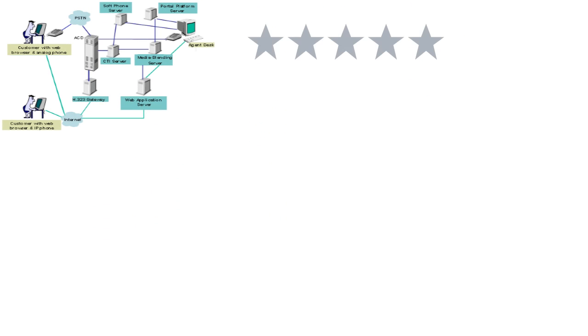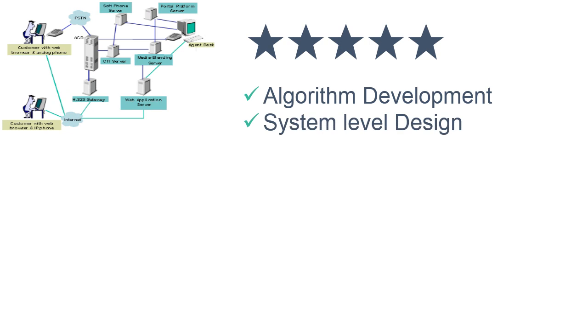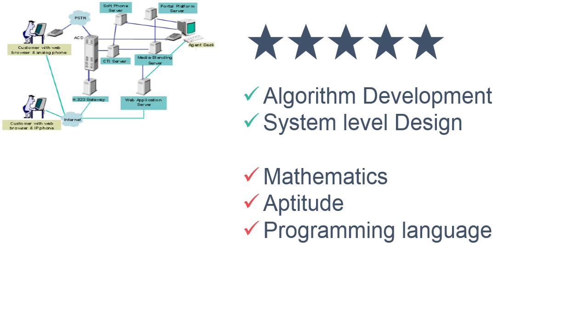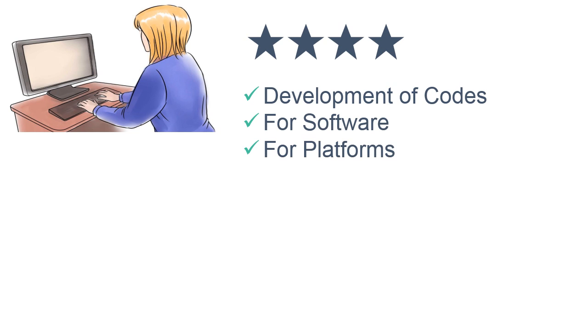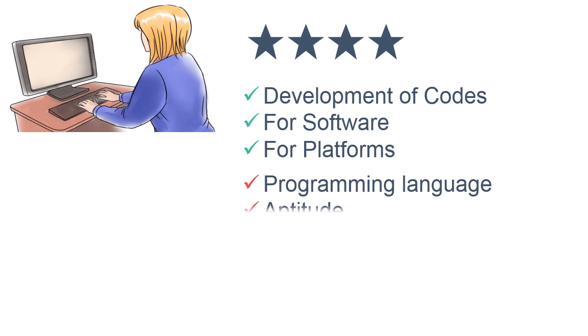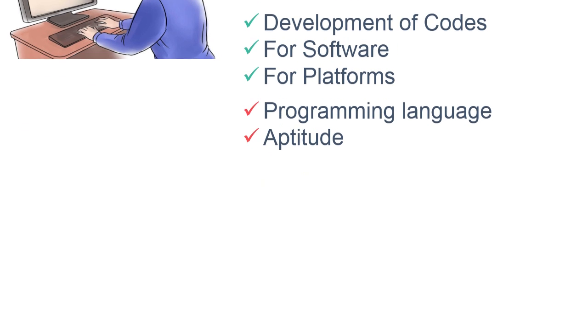System architecture is a little high profile job. They majorly work in algorithm development and system level design for software. This requires high skills in mathematics and aptitude with an understanding of programming languages. Software development is also a little high profile job, which basically focuses on development of code for software or platforms. This also requires high skills in programming and a little bit of aptitude.